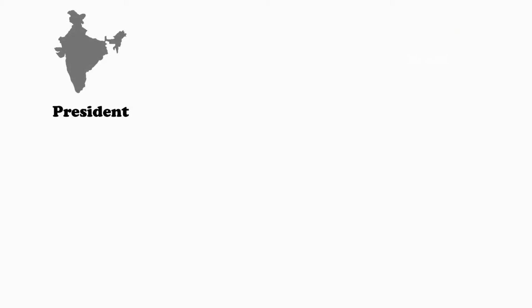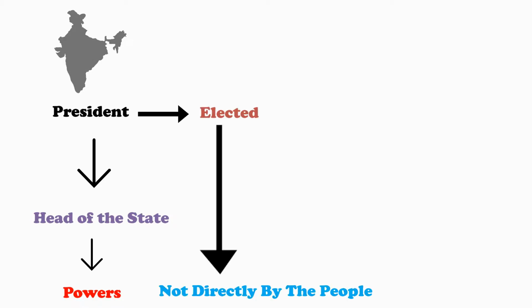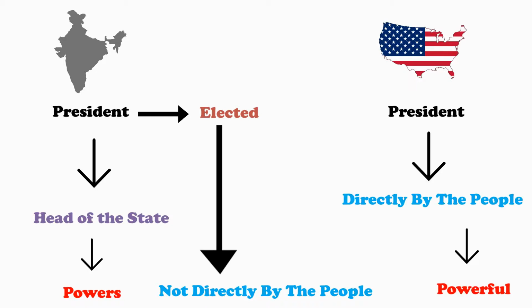In India, the president is regarded as the ornamental head of the state, and certain special powers are vested in him. He is elected by a special process and not directly by the people. Whereas, the US president is directly elected by the people, and it is said that the US president is the most powerful in the world.